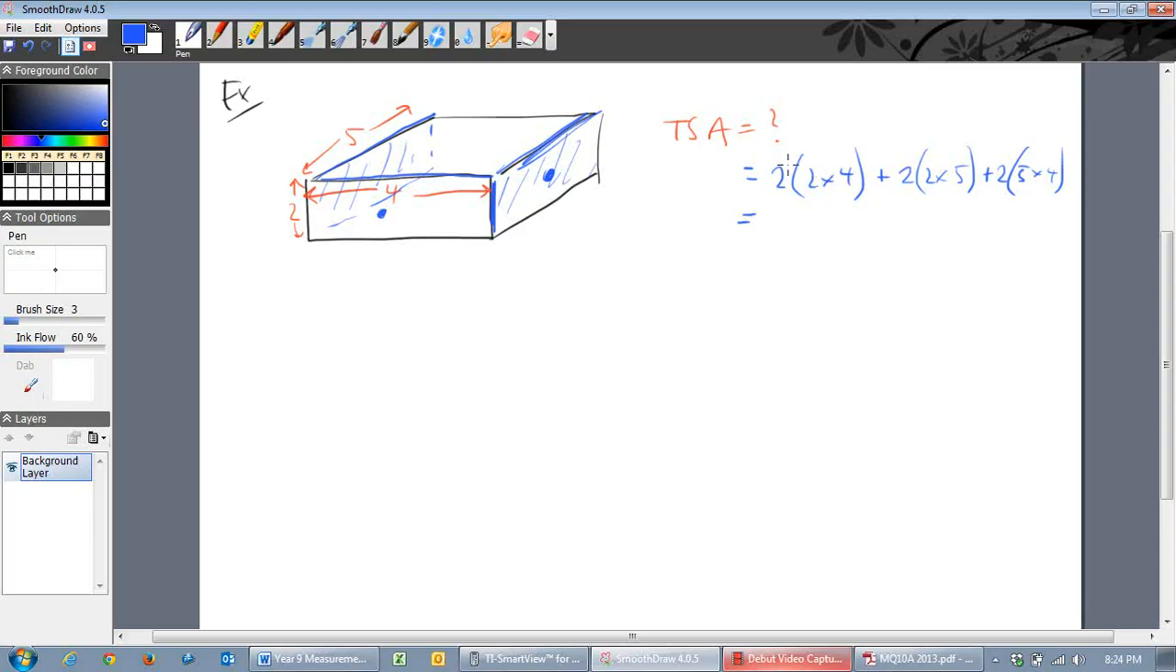That's 2 times 2 times 4, that's 4 times 4, that's 16, plus 2 times 2 times 5, that's 4 times 5, that's 20, plus 2 times 5 times 4, which is 10 times 4, which is 40.